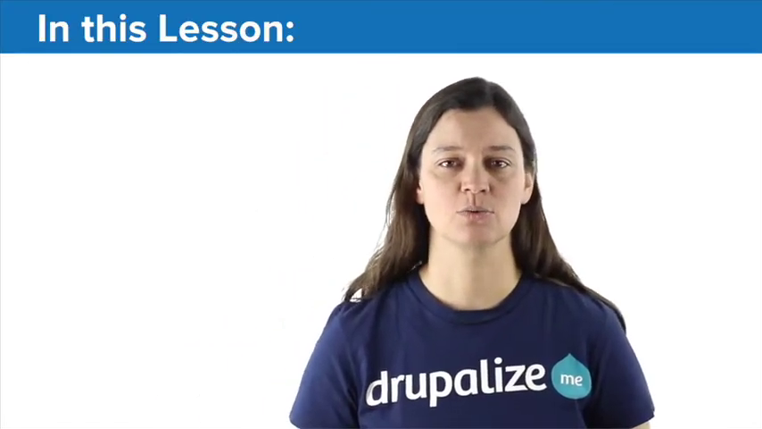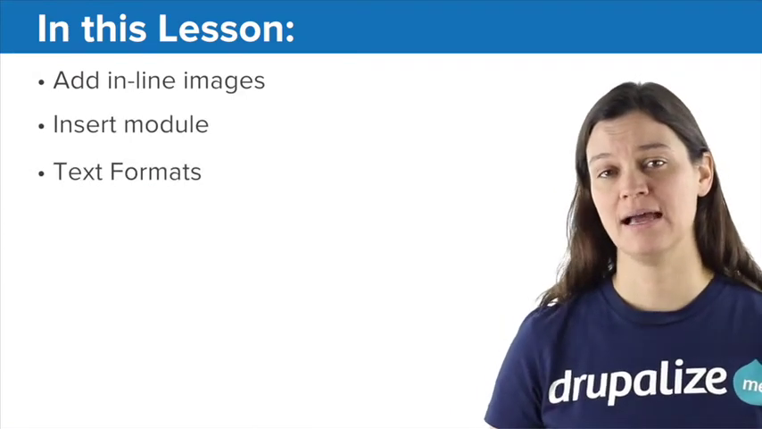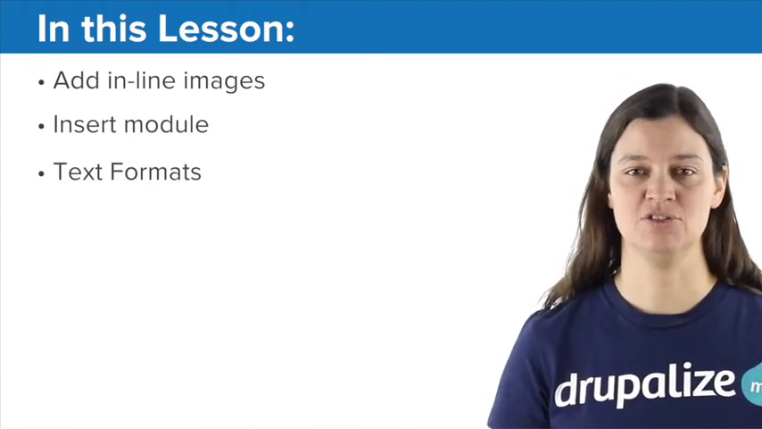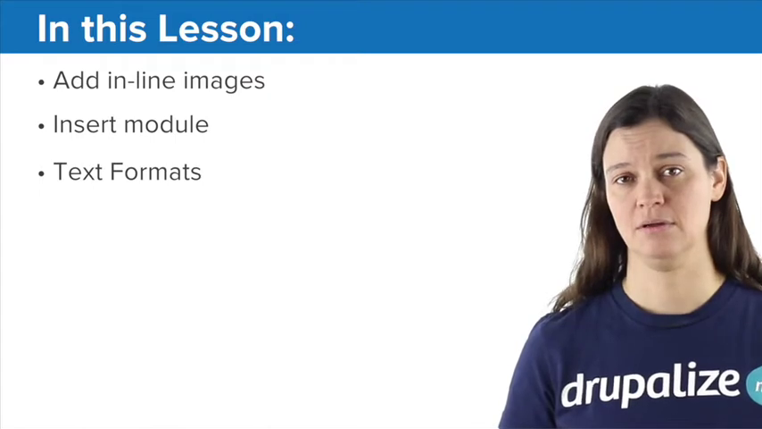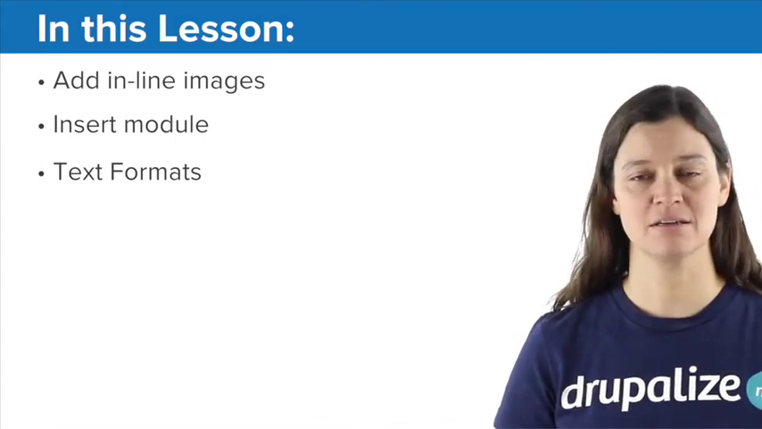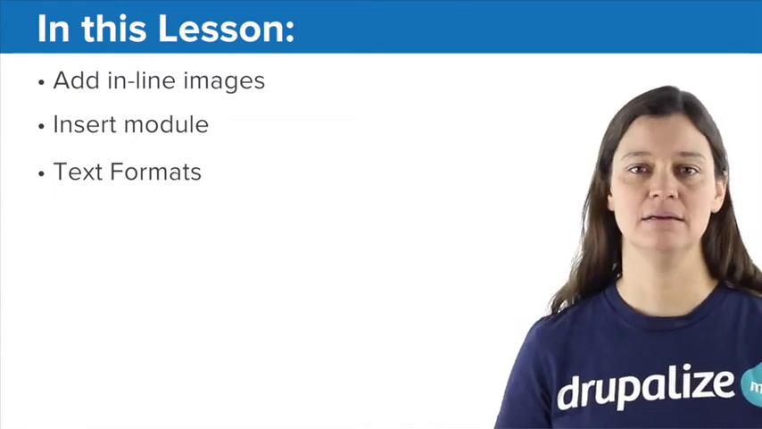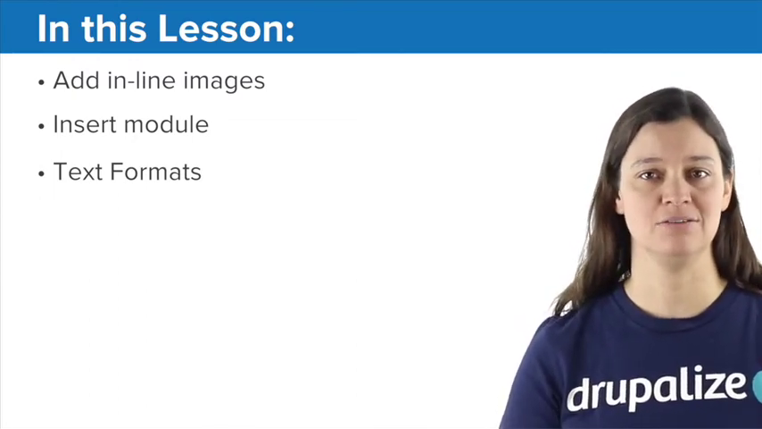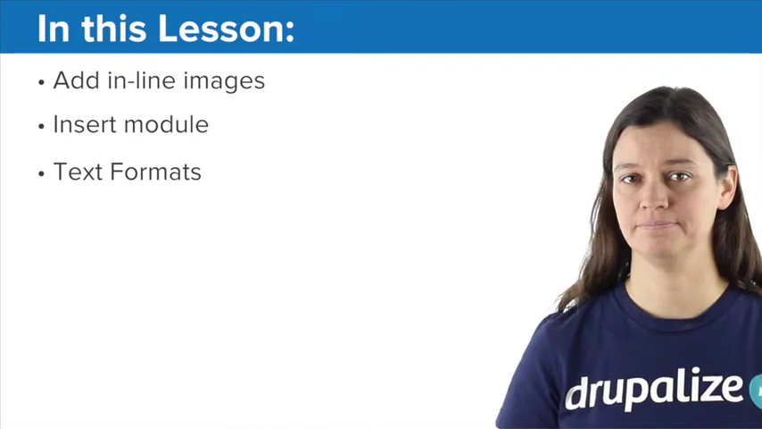So in this lesson, we're going to take a first pass at getting inline or embedded images inside of our body field. We're going to use the Insert module for this. It's a very simple, clean, easy way to upload an image and then insert it into our text area.